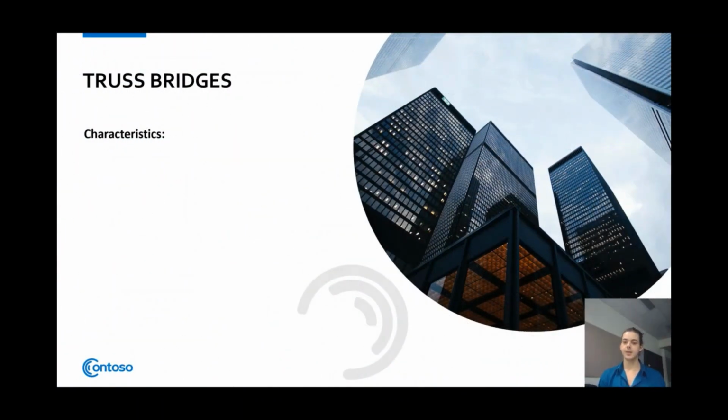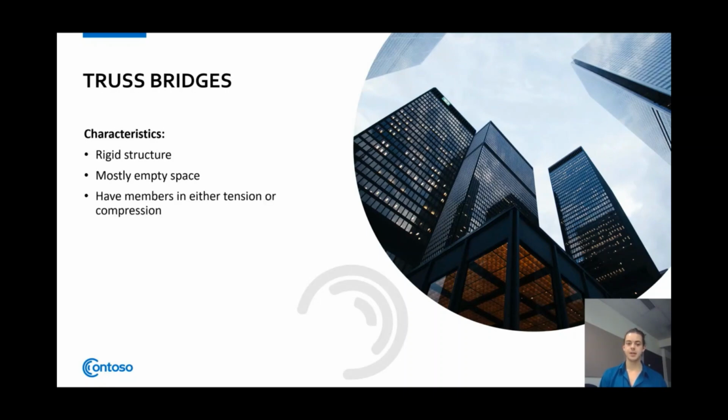There are two designs where we went with truss-type bridges. Truss-type bridges are very common in the modern age due to their nature. Some characteristics that they generally conform to are, they have a rigid structure, they contain mostly empty space, they have members in either tension or compression, and they are made up of connected elements in triangular formation.